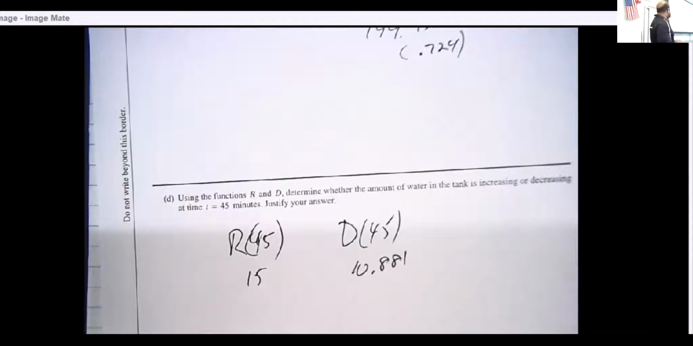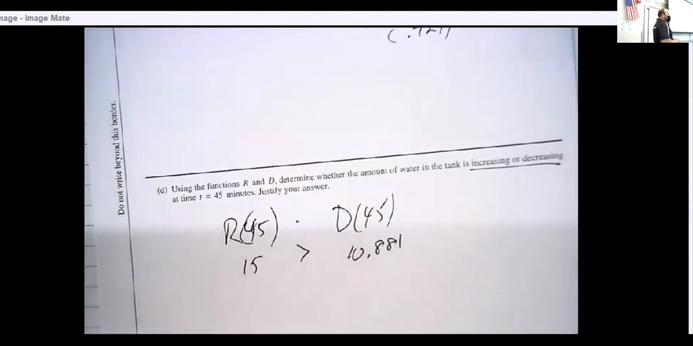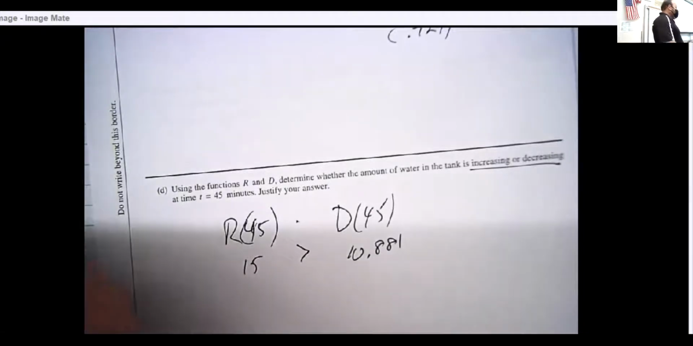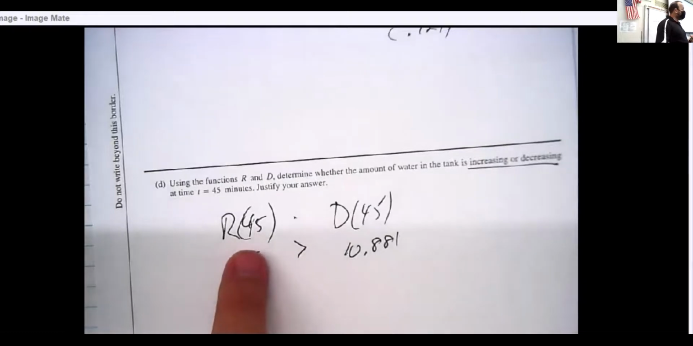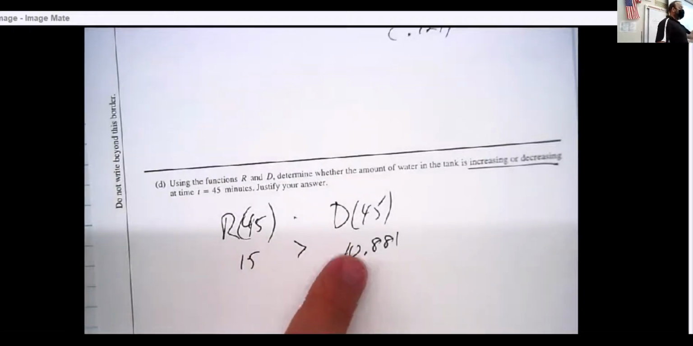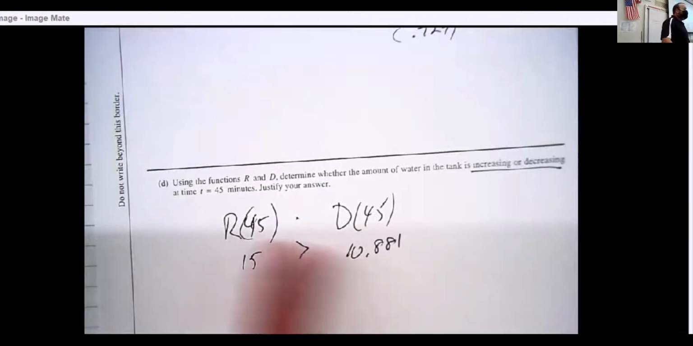10.881. So what would that tell you guys? Who's bigger, what's being pumped in or what's being taken out? Pumped in. So this is clearly larger. So if they're saying, is the amount of water in the tank increasing or decreasing at this moment, what would you say? We're going to say the amount of water in the tank at 45 minutes is increasing because R of 45 is bigger than D of 45, or because 15 is bigger than 10.881. More is being pumped in than is being taken out.